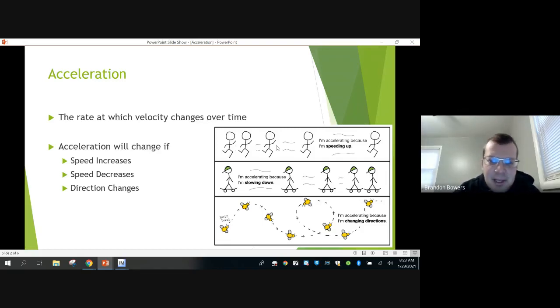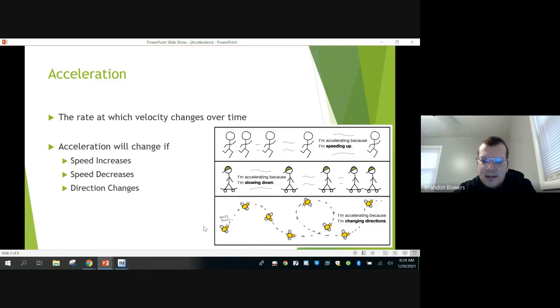So speeding up, let's say you're in a car and the car accelerates. That's acceleration. What's kind of tricky is when you're slowing down, that's another form of acceleration. We call it deceleration. It's just another form of acceleration. You're just slowing down. And the third one is you're changing directions. As we just said, velocity includes direction, so changing direction changes velocity.